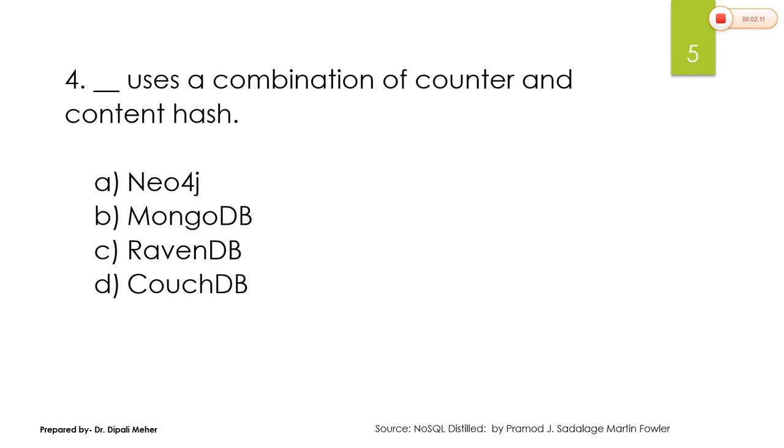Next question is, dash uses a combination of counter and content hash. Which database uses combination of counter and content hash? The options are A. Neo4j, B. MongoDB, C. RavenDB, and D. CouchDB. The correct answer is option D, CouchDB. CouchDB database uses a combination of counter and content hashing.